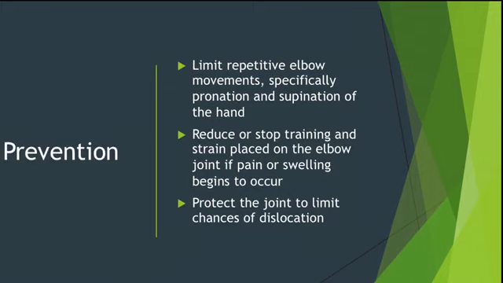Preventing an annular ligament tear includes limiting repetitive and constant pronation and supination of the hand, reducing or stopping training and strain placed on the joint if pain or swelling begins to occur, and protecting the joint is also a prevention technique to limit chances of radial head dislocations.